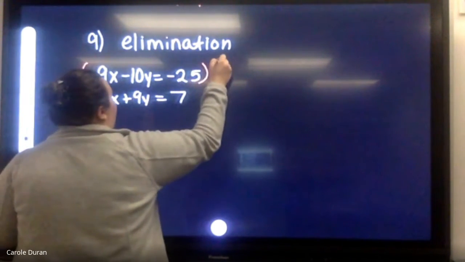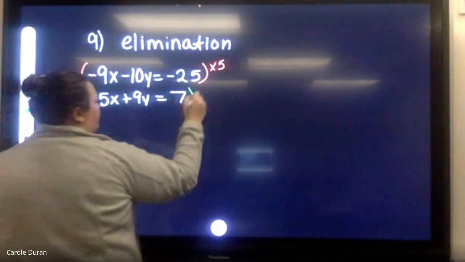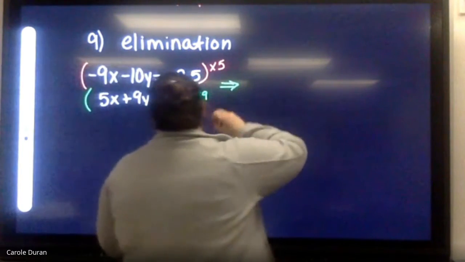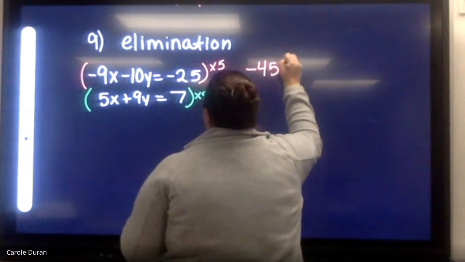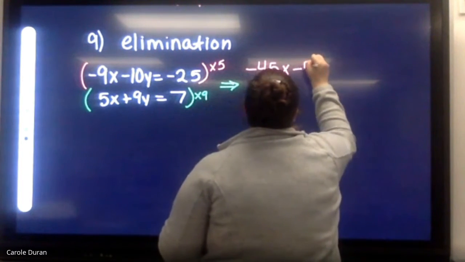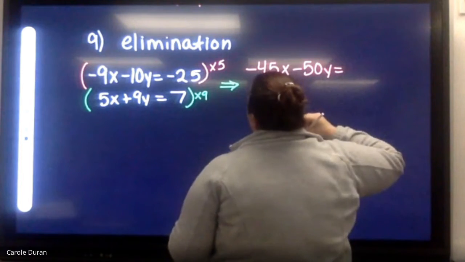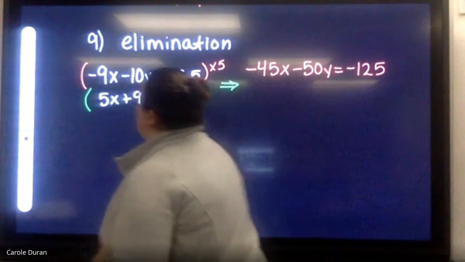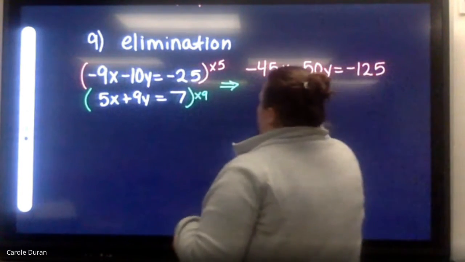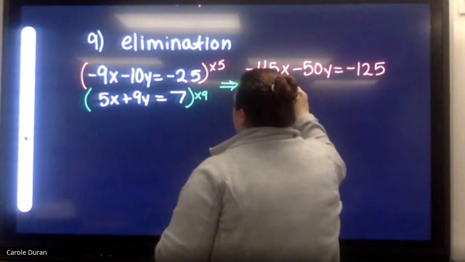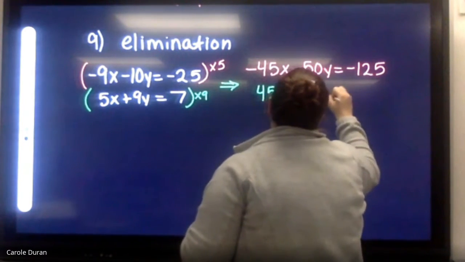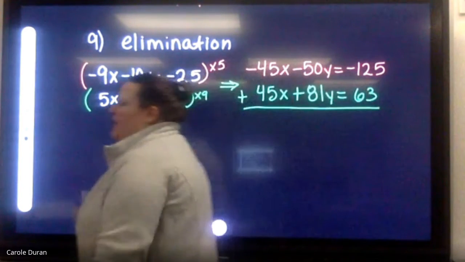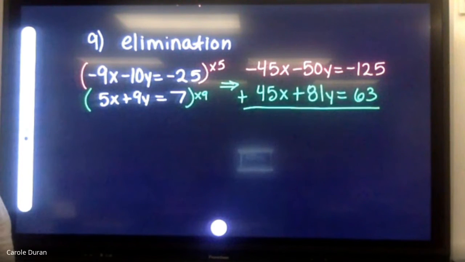What I do to one thing, I have to do to the entire equation. So then I rewrite it. 5 times negative 9 is negative 45x. 5 times negative 10 is negative 50y. And then 5 times negative 25 is negative 125. Then I do 9 times that entire bottom equation. 9 times 5 is 45x. 9 times 9 is 81y. And then 9 times 7 is 63. And we like to add straight down. I'll give you guys a second to catch up.